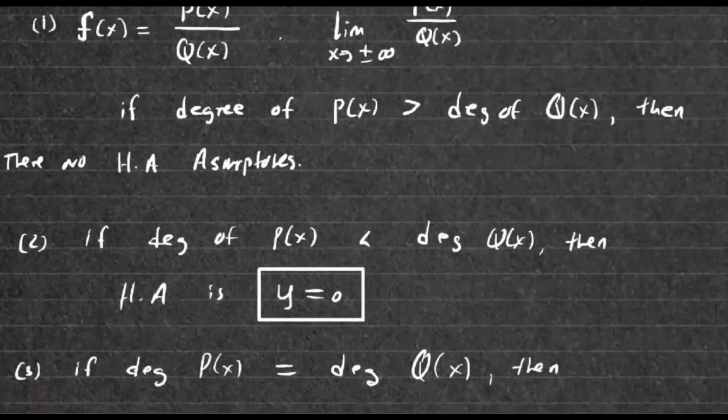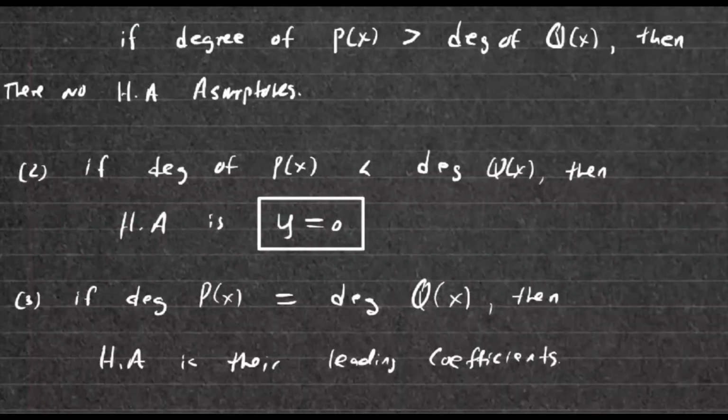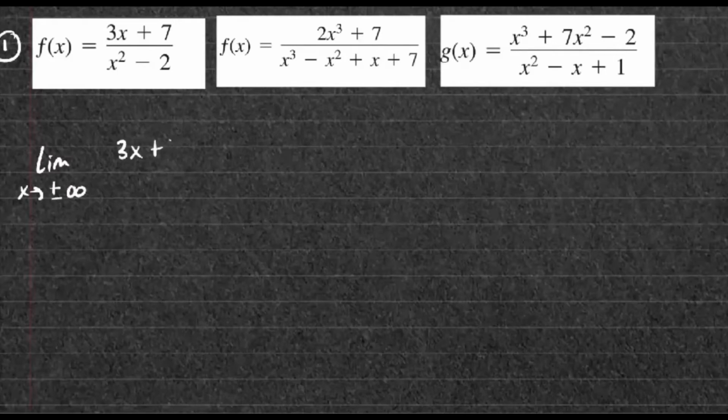Let me show you a couple more examples using these different cases. For these three functions, we're going to find their horizontal asymptotes. Let's do the first one. We're going to compute the limit as x approaches plus and minus infinity of 3x plus 7 over x squared minus 2. If you look at the degrees, the degree of the top polynomial is 1.